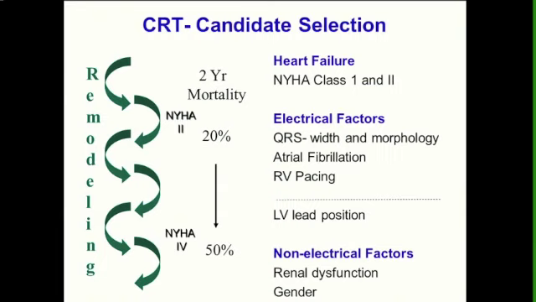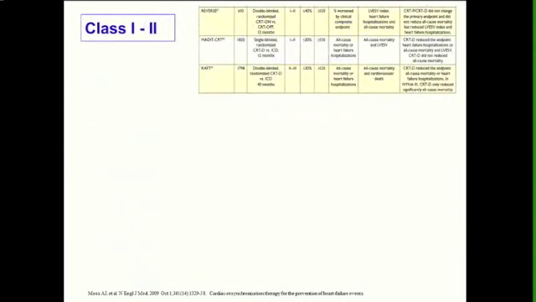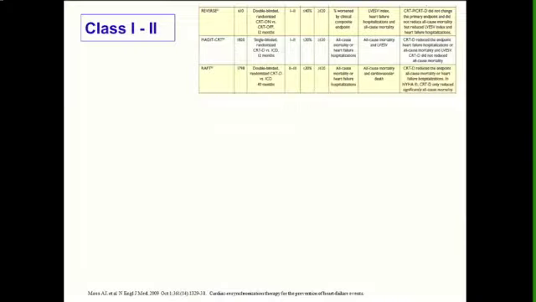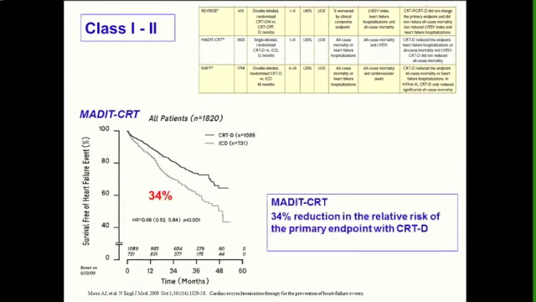And then non-electrical factors have become identified, comorbidities. Many of these are unknown, but they also play a part. And renal dysfunction and gender have become increasingly important. So addressing class 1 and class 2 patients. So 3 very large trials, much larger than the initial trials 10 years ago for class 3 and class 4 heart failure, looking at patients with an ejection fraction of less than 30%, and looking at all-cause mortality and also heart failure hospitalizations. So MADIT CRT provided seminal data for this.